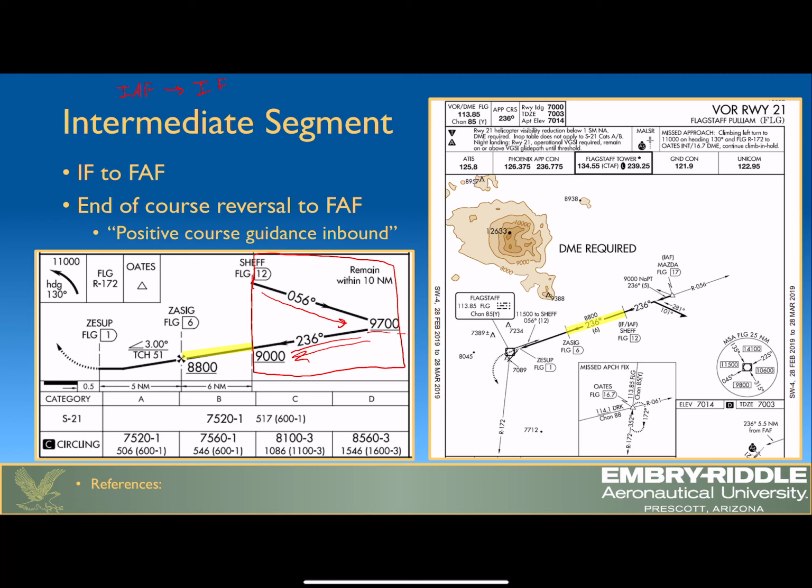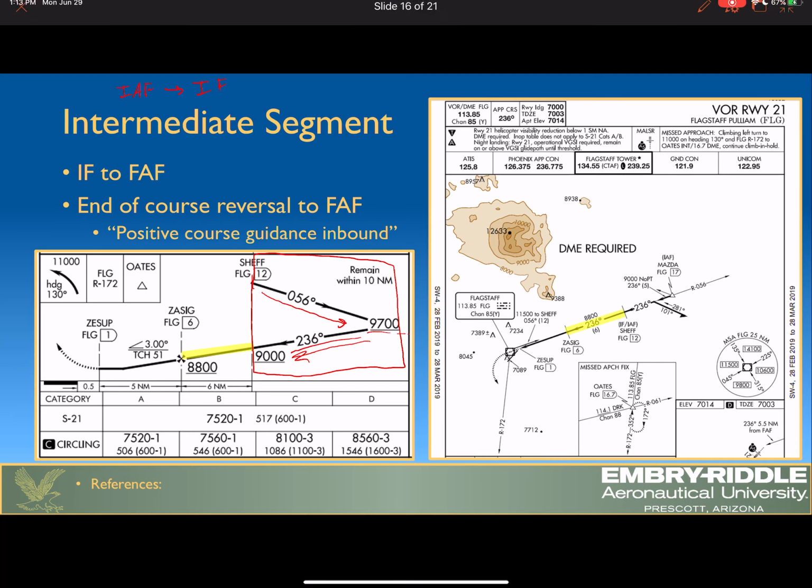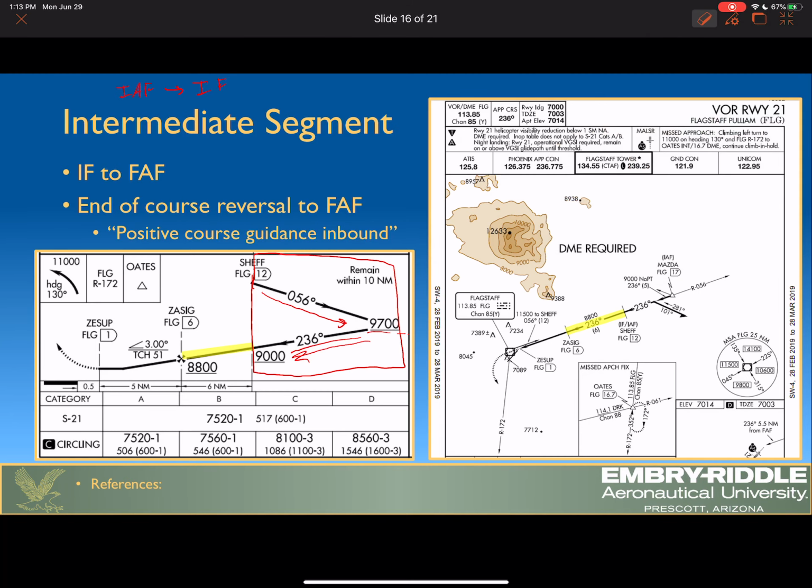But now let's talk about the intermediate fix. I'm just going to erase some stuff real quick. So the intermediate segment is what takes us from the intermediate fix to the final approach fix. So this is the end of course reversal to the final approach fix, and it's when you have positive course guidance inbound. So we are established inbound to our runway.